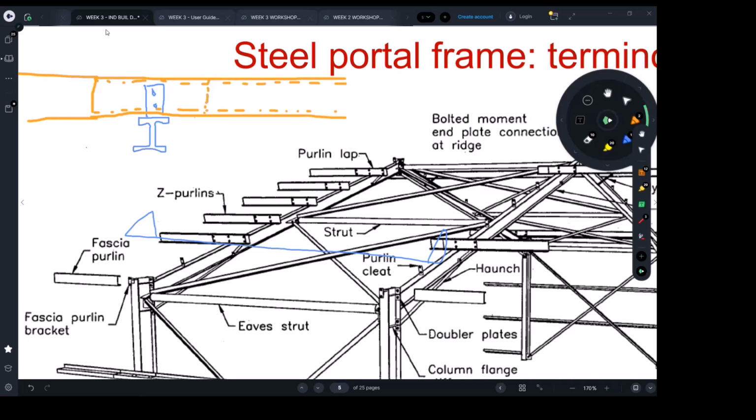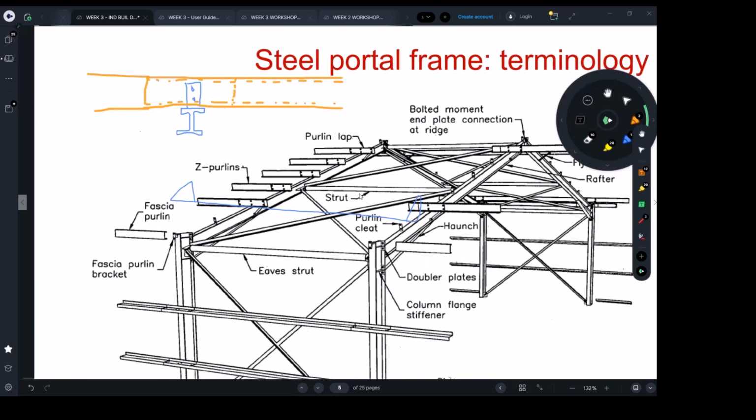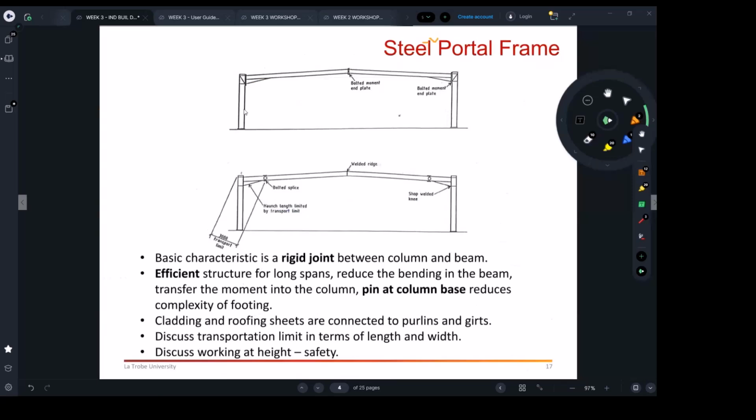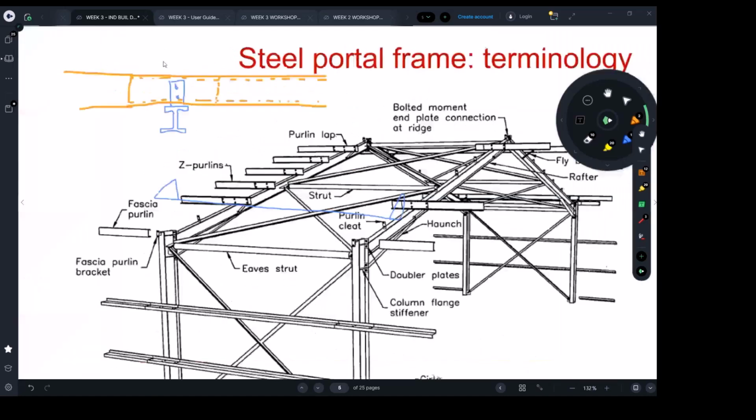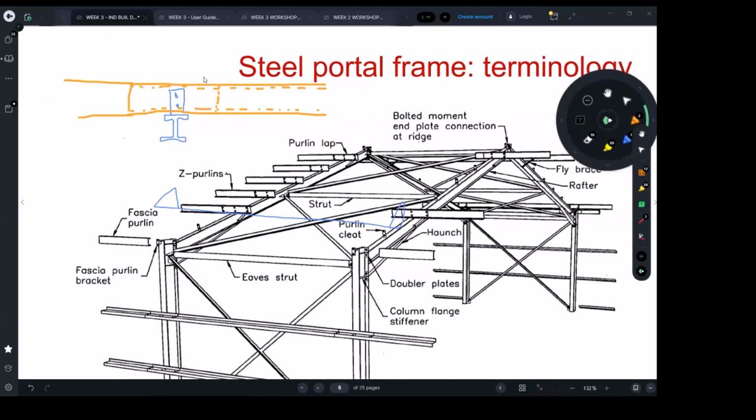Any idea why we lap them here? What's the design consideration for lapping it here? What type of bending do we have on the purlin? Now, all the bending I was talking to you about earlier was bending on the portal frame. But here, when I'm talking about the bending, I'm talking about the purlin itself. Can someone tell me what type of bending we have at this location here? At this location, what type of bending do we have here?